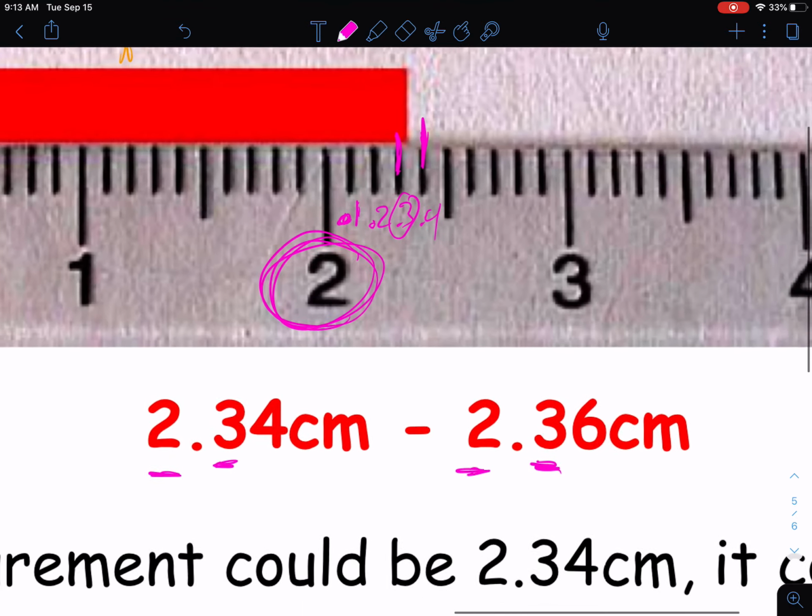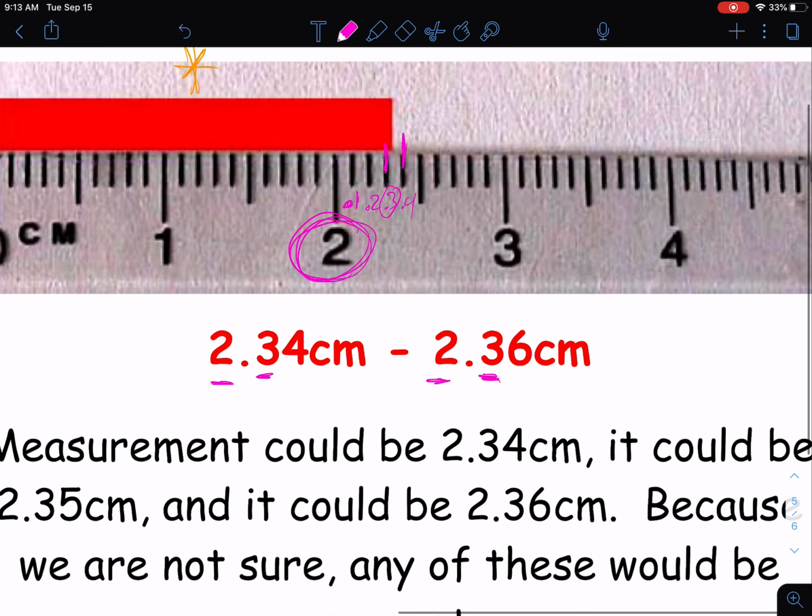And you have to make a good guess here. If it's closer to the 0.3, the number's going to be lower. If it's closer to the 0.4, the number's going to be higher. So in this example, it looks real close to halfway, but it might be a little closer to the 0.3, some people might say. So we're going to say 2.34.